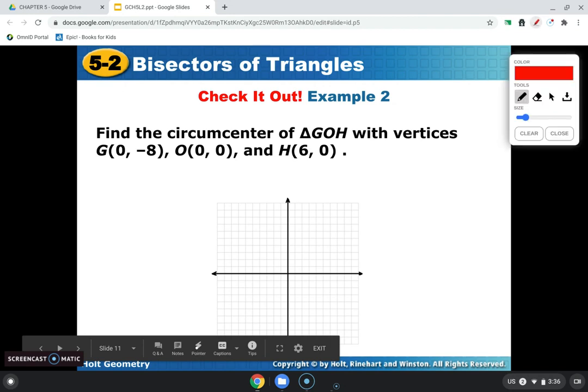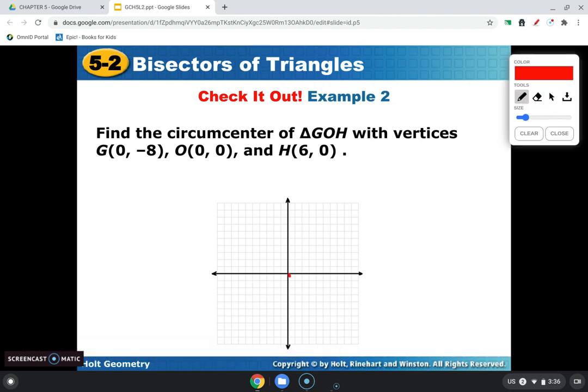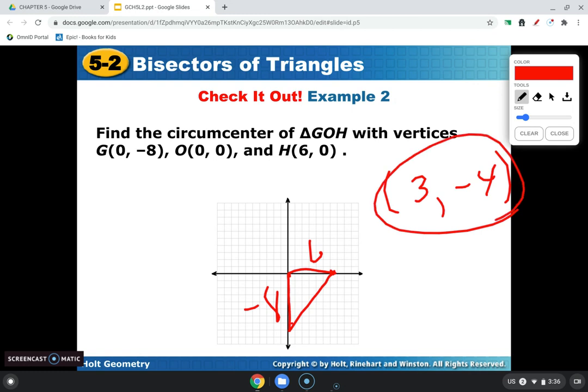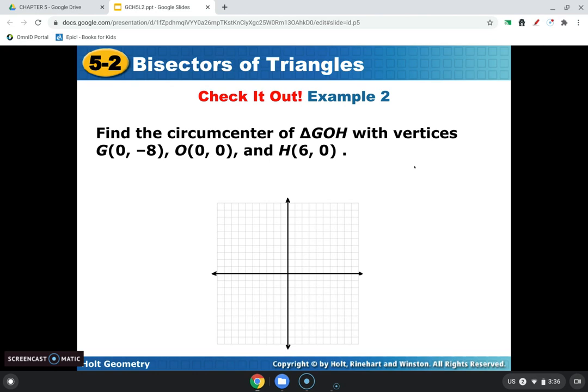So let's try that again here. (0, 0), (6, 0), (0, -8). So that would be 6, and that would be negative 8. The midpoint of the hypotenuse would be from here to here. 6 plus 0 divided by 2 is 3. Negative 8 plus 0 divided by 2 is negative 4. So (3, -4) would be your circumcenter. Midpoint of the hypotenuse of a right triangle for the circumcenter.